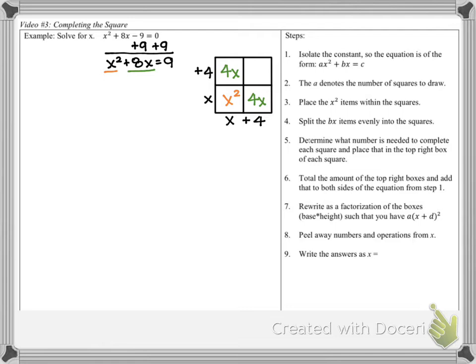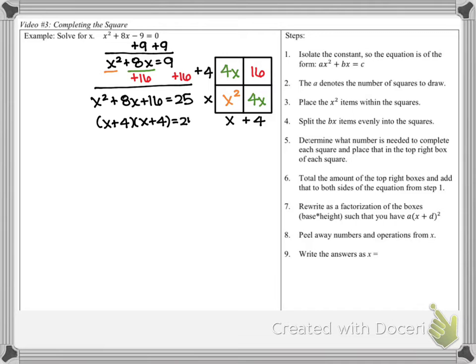From here, we can multiply the 4 and the 4. That's going to give me 16. That 16 is going to be added to both sides of the equation. It is the magic number that we need to complete the square. If we add the 9 and the 16 on the other side, we're going to get 25. Now, from here, we want to replace the left-hand side, the x squared plus 8x plus 16, with its factorization. So we're going to rewrite this as base times height. Carry the 25 down with you.